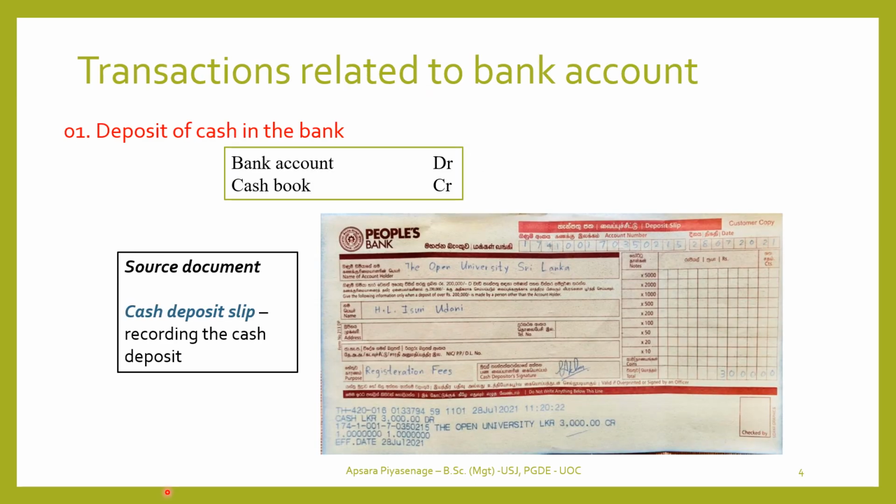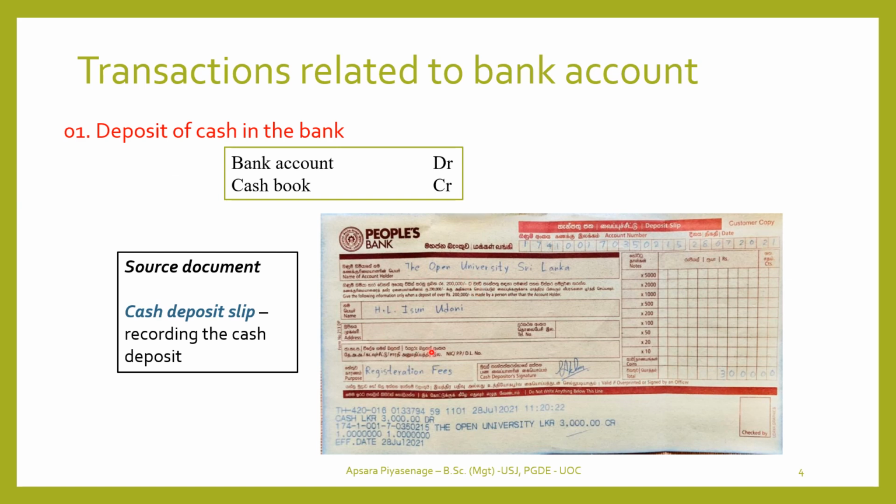Okay, let's see what the transactions related to the bank account are and how we should record those transactions in the bank account. The first one is deposit of cash in the bank. When you deposit cash in the bank, cash in hand will decrease and the balance in the bank account will increase. Since we are considering the bank account as an asset account, the double entry will be bank account debit and cash book credit. The source document related to depositing cash in the bank is the cash deposit slip.